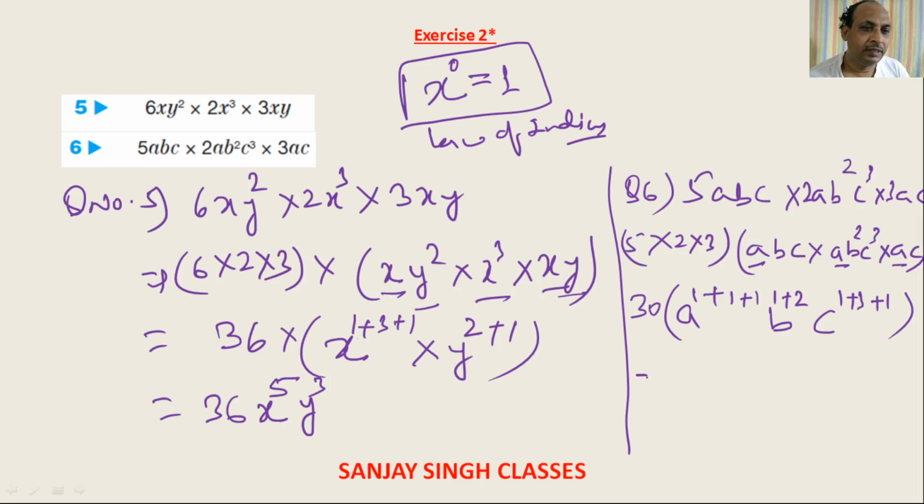This will be giving us 30 a to the power 3, b to the power 3, c to the power 5. Okay, right.